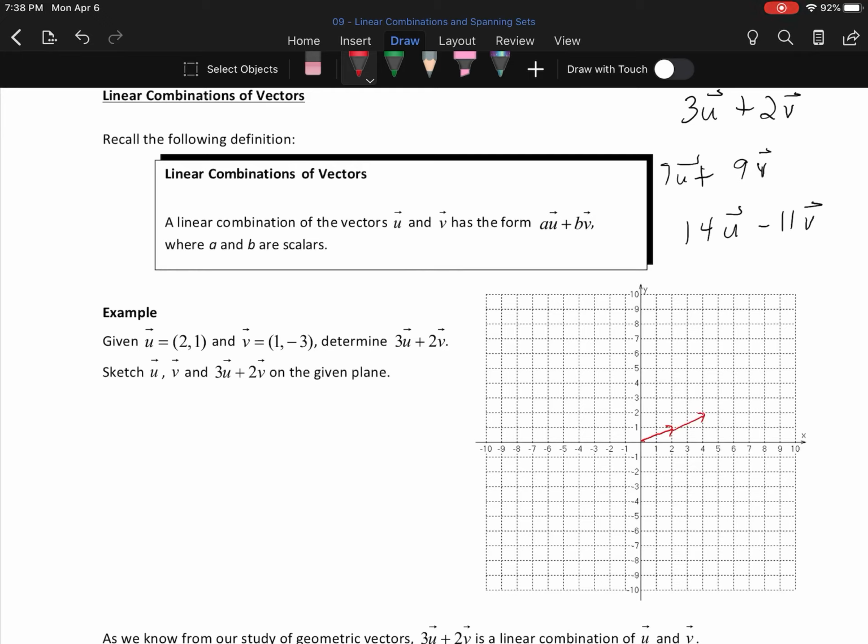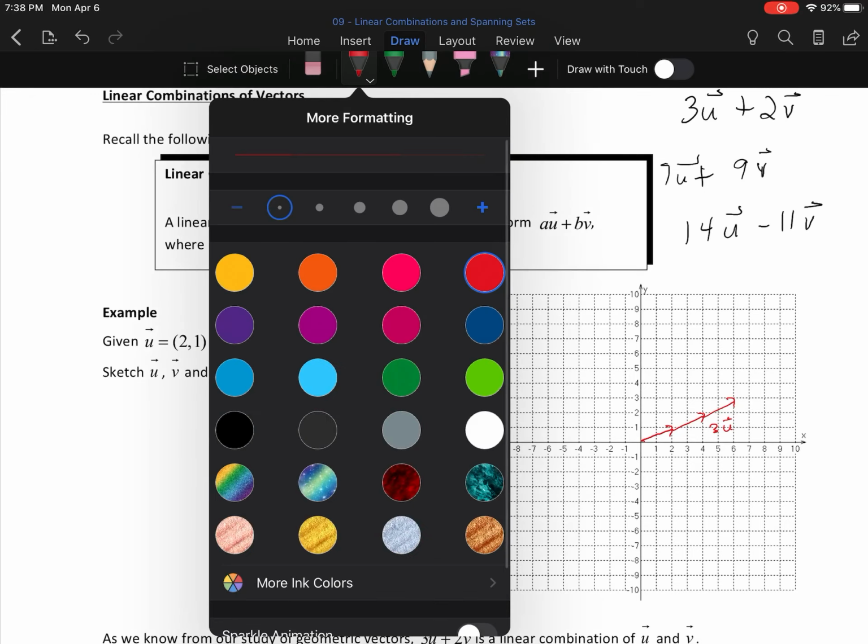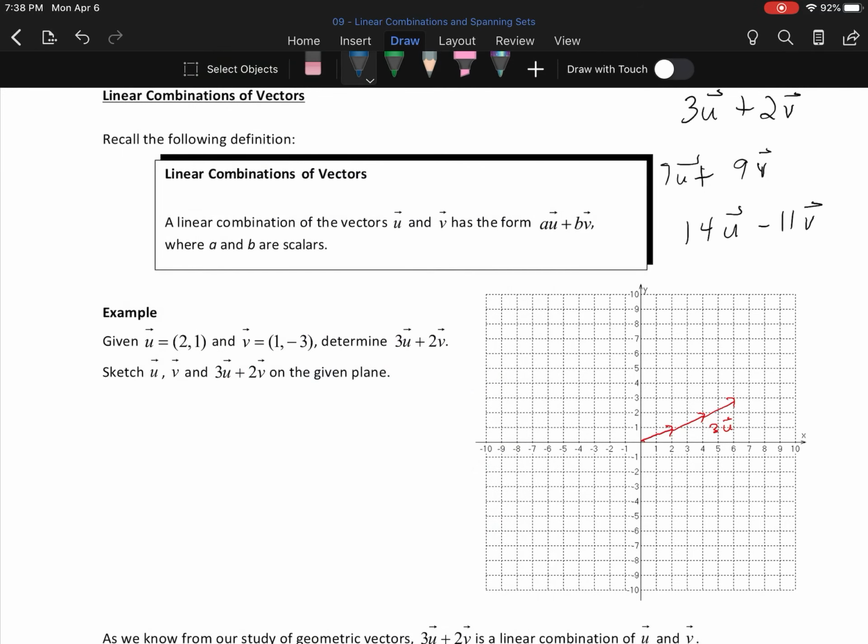And then it wants 3u. So (2, 1), then (2, 1) again, and then (2, 1) again. There's 3u. Then it says add to that 2 v's, and each v is (1, -3). So here's (1, -3). I'm going to do it in another color here. And onto that I want to add another (1, -3). So there's a (1, -3), and there's a (1, -3). So there's 2v. I've taken 3u and added to it 2v, and I had to do that tip to tail to add those vectors along.